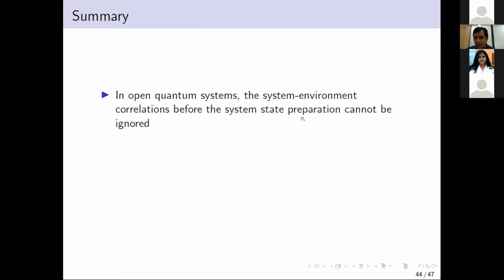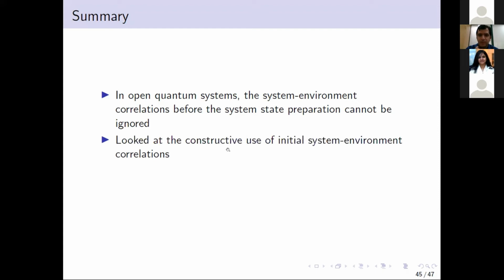But now, because people are coming up with systems where the system-environment coupling strength is strong anyway, they really have to include those correlations. That's why there's a lot of interest in non-Markovianity and initial system-environment correlations and so on. So for example, for superconducting qubits, the qubit-environment coupling is not very weak many times.